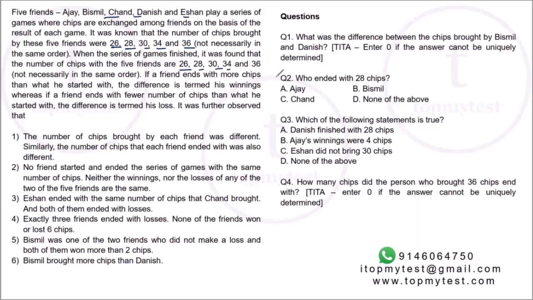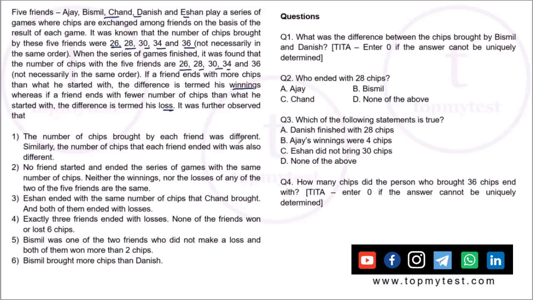If a friend ends with more chips than what he started with, the difference is called the winning. Whereas if the friend ends with fewer chips than what he started with, the difference is termed a loss, right? It was further observed that the number of chips brought by each friend was different. The number of chips that each friend ended with was also different. Then you have been given certain rules on how to distribute the chips.